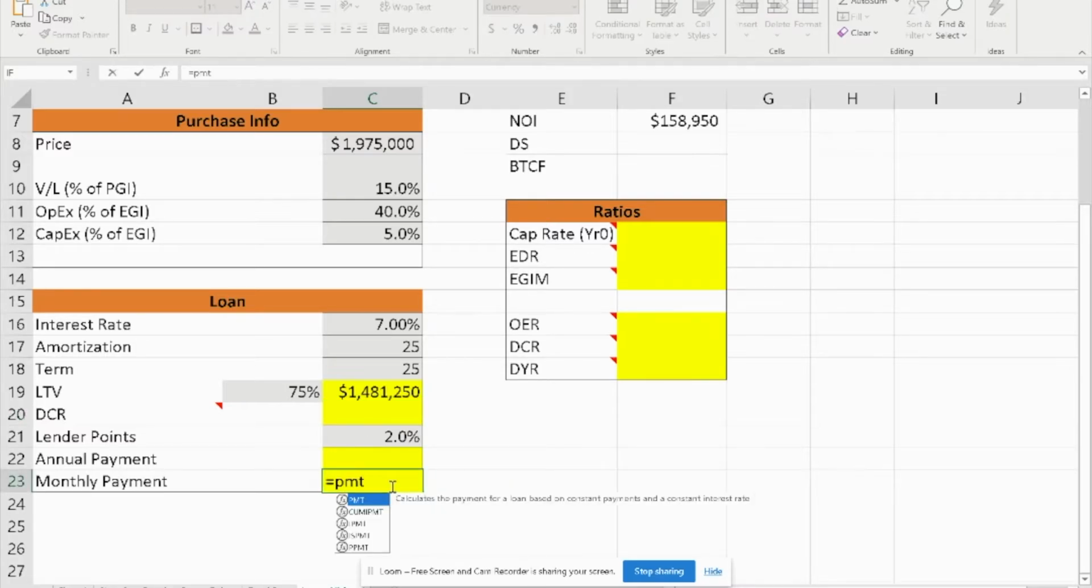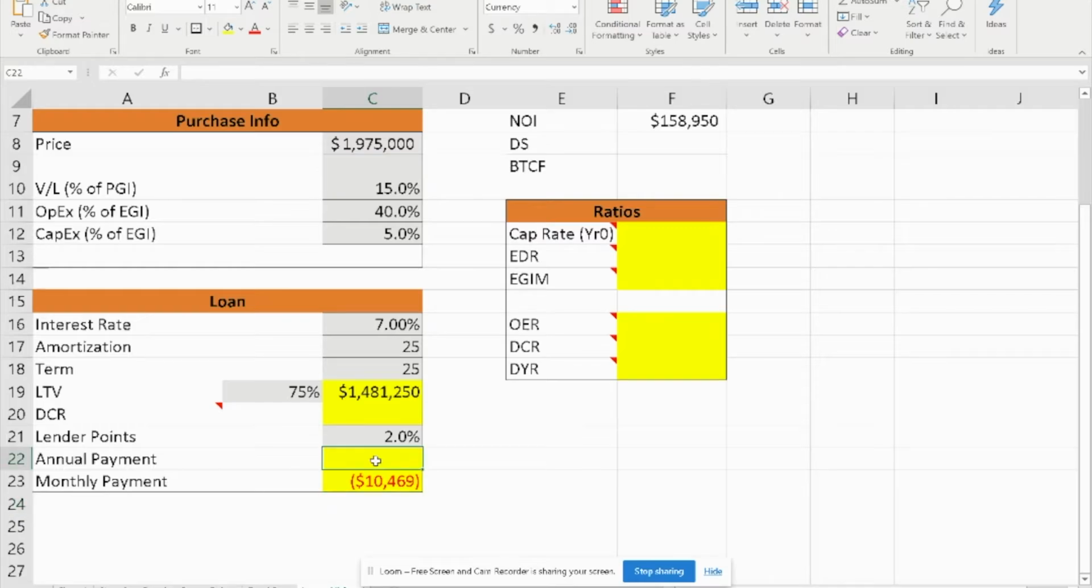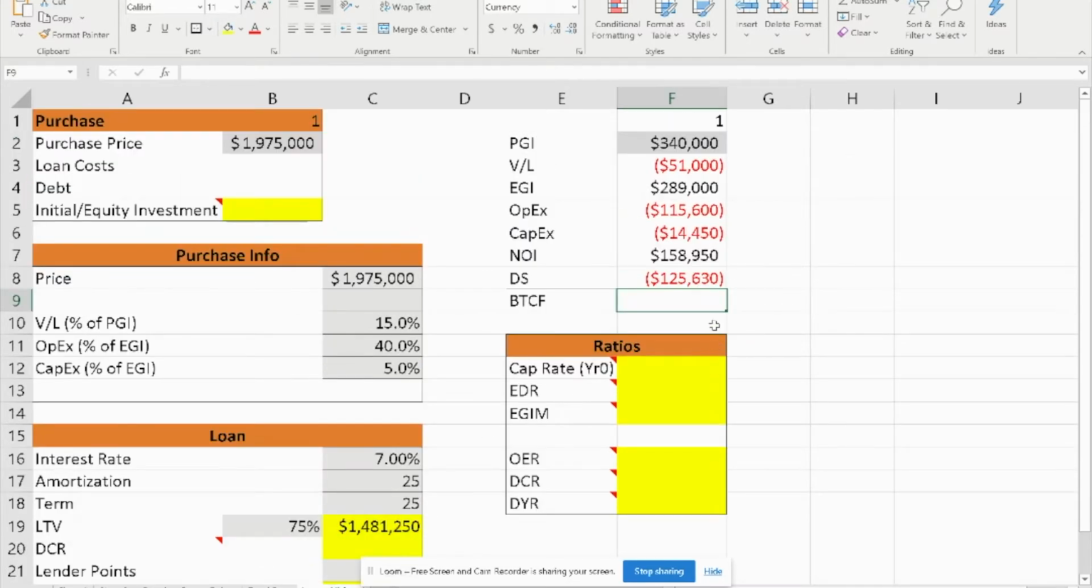This would allow us to calculate the monthly payment. For the monthly payment, we simply use the payment function. It's asking us for the rate divided by 12 and the period times 12, and then the debt amount, and then 0. This should calculate the monthly payment. To calculate the annual payment, simply multiply 12 times your monthly payment. Now, this should give you the annual payment, which is your debt service. So your debt service now is this. And then your before tax cash flow is the sum of your NOI and your debt service. And you have $33,320.